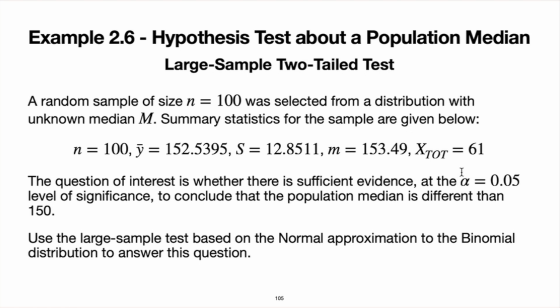So out of the 100 observations, there were 61 that were strictly greater than the hypothesized value of the population median, 150. And so we want to answer this question using the large sample test based on the normal approximation to the binomial. And as we've done in the previous two examples, we will also perform the test using the exact procedure and compare the results.